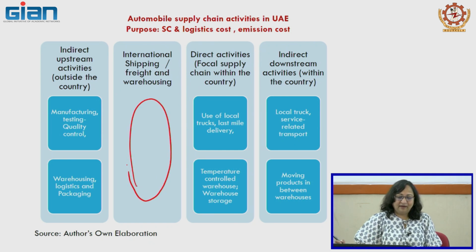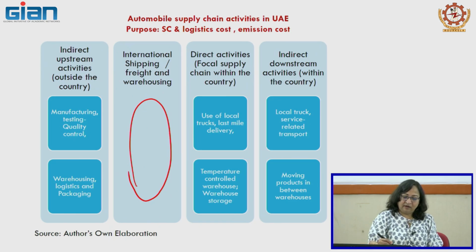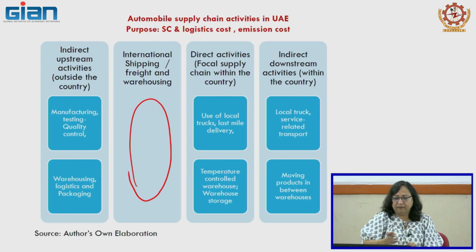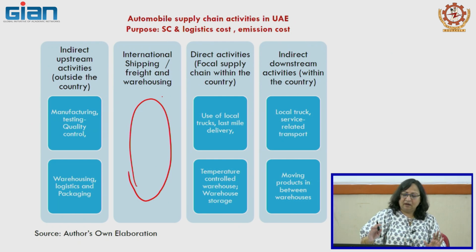From another country, outside the country, wherever you are. If you are in India, it is coming from outside. If I am in Dubai, I will say it is coming from outside. So, manufacturing, testing, quality control, everything is done outside the country, and they are keeping it in the warehouse, then they are sending it to the country. It is coming to India, for example, it is manufactured somewhere. It is coming to India through international shipping, freight or warehousing, anything, all of them are having some CO2 emission.